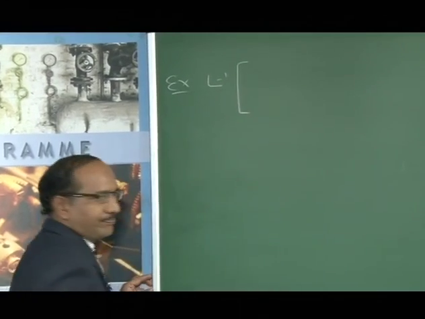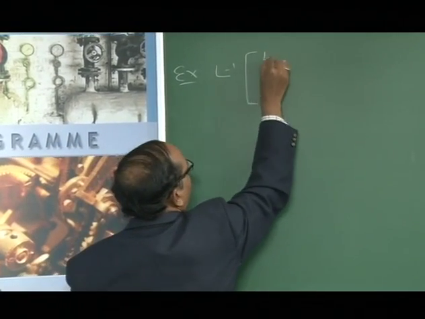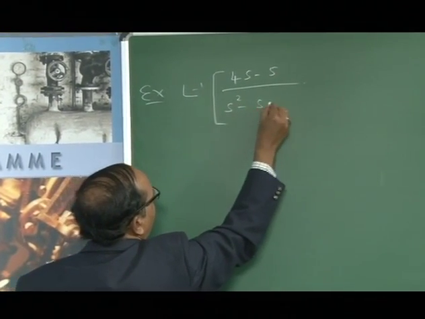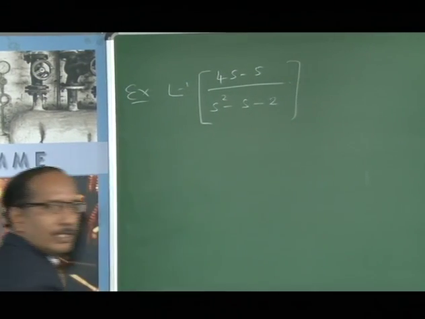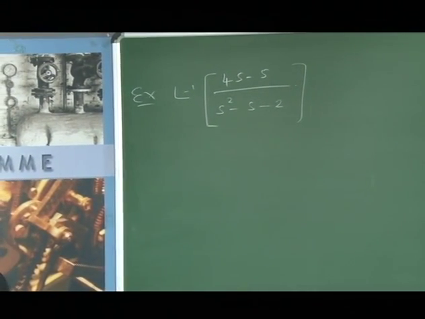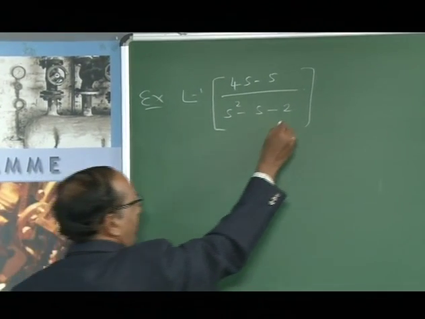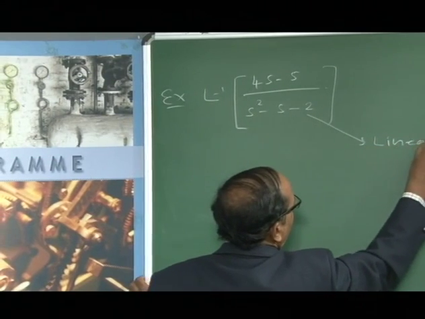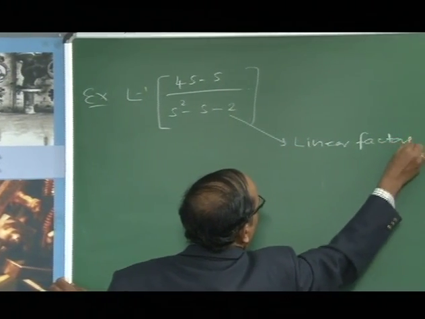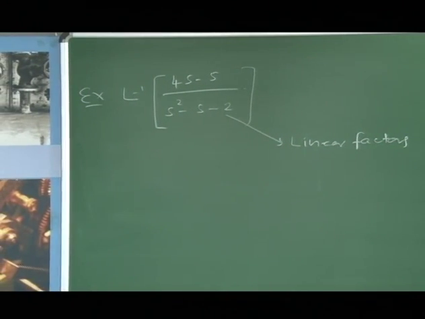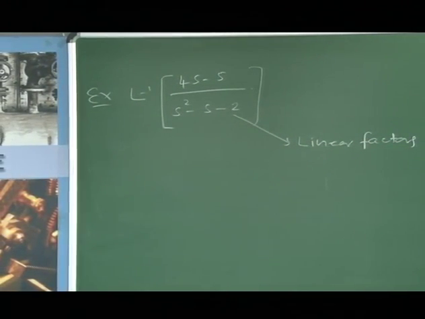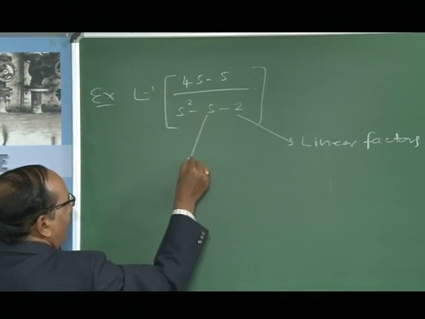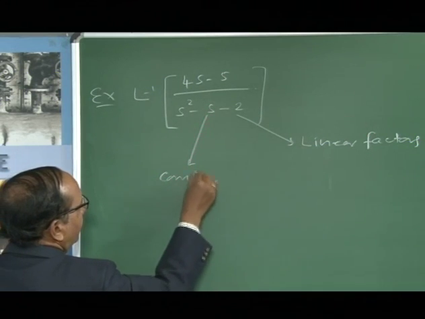L inverse of 4s minus 5 divided by s square minus s minus 2. The usual way, whenever linear factors are available, is to factor into linear factors. Once linear factors are available, you go for the partial fraction method, a divided by this and b divided by this. The other way, we can always use the complete square method, the completing square method.